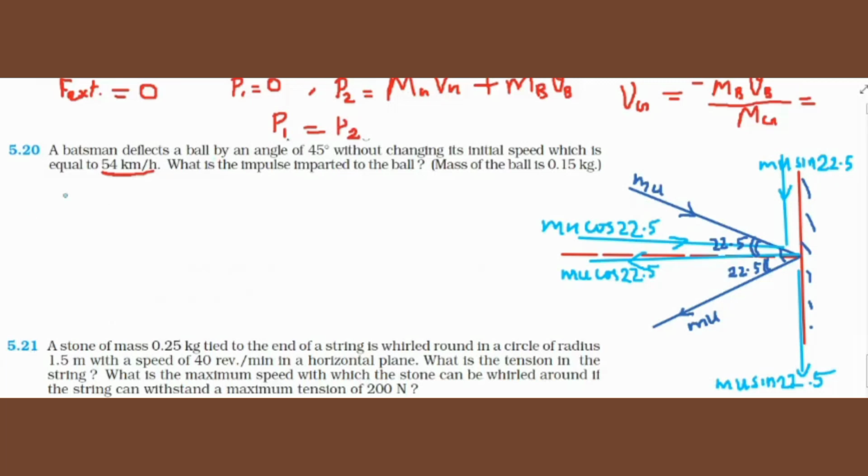Now you are asked to calculate impulse. So impulse I is equal to P2 minus P1, final momentum minus initial momentum. See, first you take along the y-axis. When you see the y-axis, you see what is the situation. mu sin 22.5 downwards. After collision also mu sin 22.5 downwards. So any change? There is no change in magnitude, both are mu sin 22.5. No change in direction also, same direction downwards. Therefore, we can say P2 and P1 are equal in the same direction. So along the y-axis, no change in momentum. No change in momentum means impulse is equal to zero.